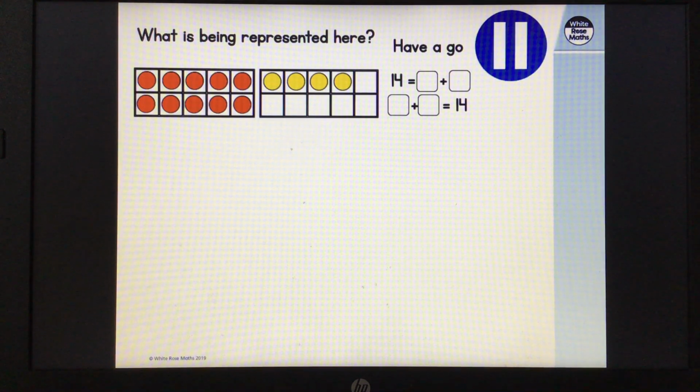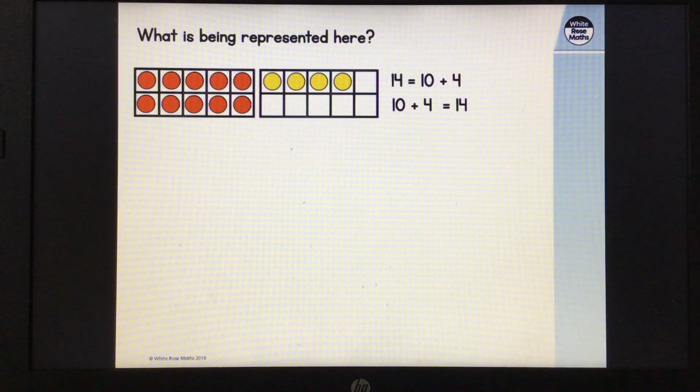How did you get on with that? 14 in this representation is equal to 10 plus 4. And then because we know 14 is equal to 10 plus 4, we know 10 plus 4 is equal to 14.